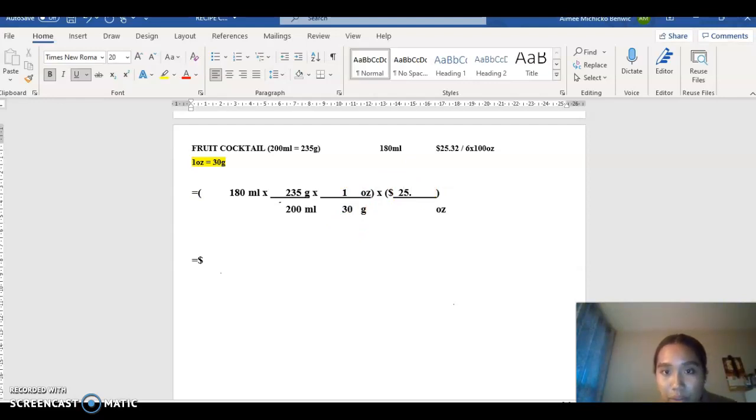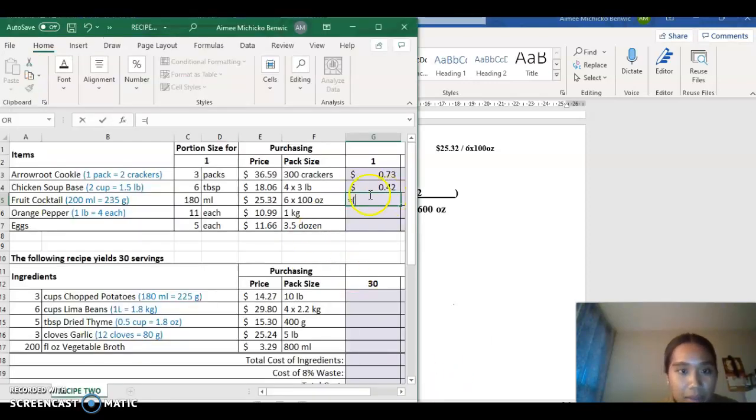And we're just gonna follow the price, $25.32. And so here again, you see this number, we have to multiply. So 6 multiplied by 100, that gives us 600 ounces. And for the final answer, after computing all of them and canceling all the units, that gives us 30 cents. So plug them in our Excel.